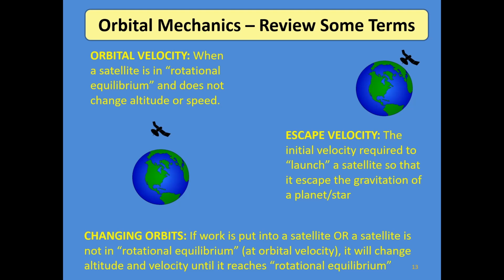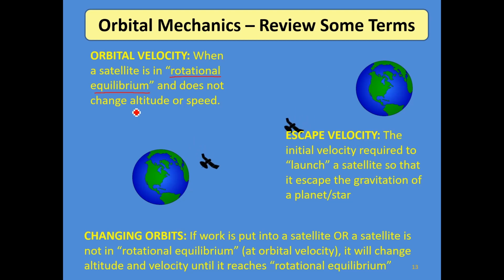For the record, your orbital velocity is when a satellite is in rotational equilibrium. Not complete equilibrium like we've learned before, but rotationally. And so it is traveling around the Earth with a constant speed, with uniform circular motion. It is at rotational equilibrium, meaning that it's not going to change altitude, meaning the distance away from the surface, and it's not going to change its speed, but of course its velocity is changing as it goes in a circle. So that is orbital velocity. When we put satellites into orbit, we launch them so that they will reach the required orbital velocity.